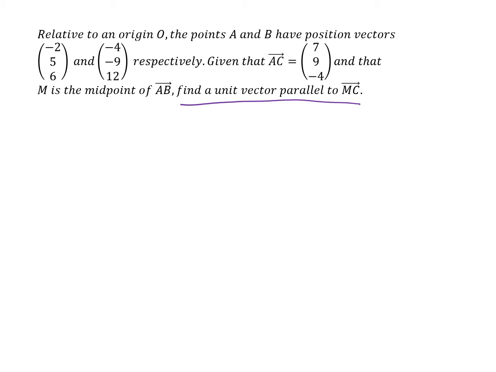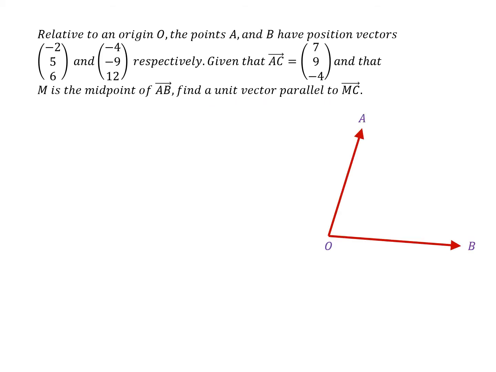But before I do that, I'm going to draw a little diagram. So I've got, relative to an origin, the points A and B. That's just a rough sketch of where A and B could be. It doesn't really matter exactly where they are. And this vector AC, I'm given as well. So on my sketch, I'm going to represent that with that arrow there.